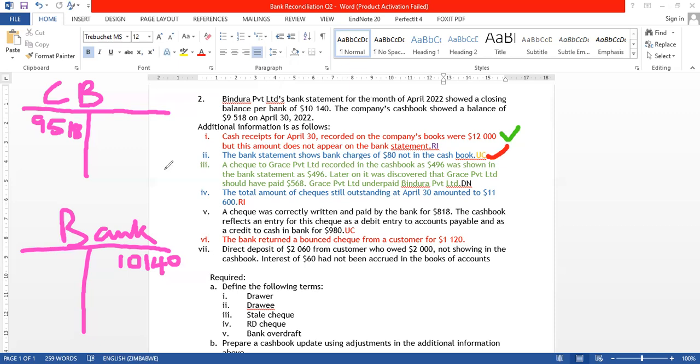What do you think we must do to that one? I think to adjust that difference between the amounts, the difference must be added to the cash book so that it balances. Minus 496.